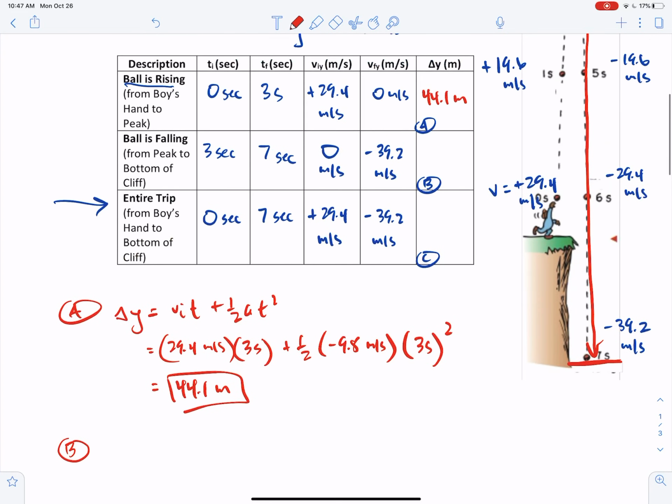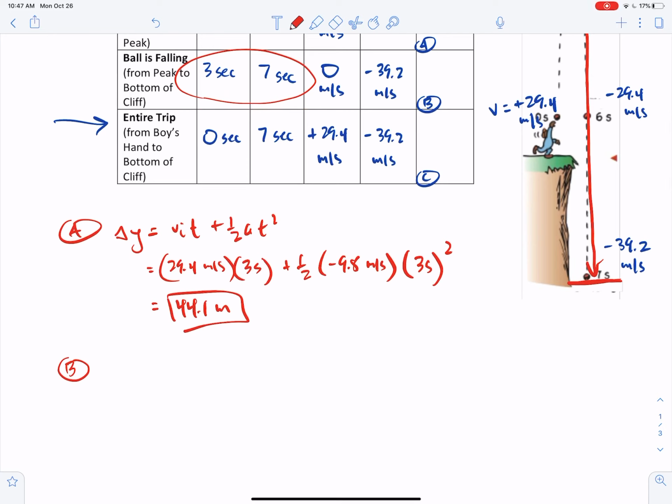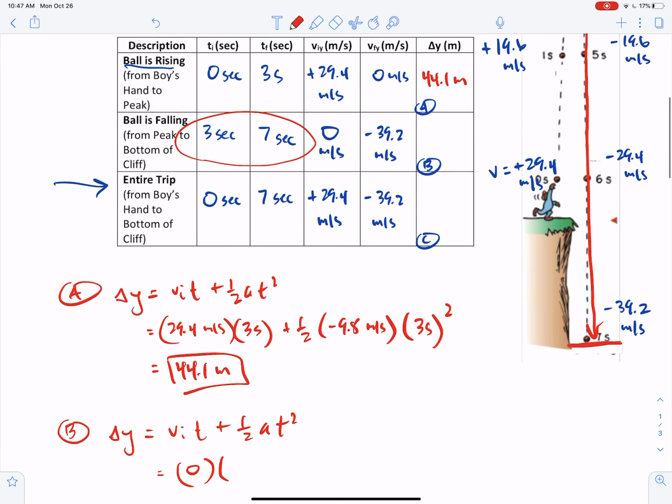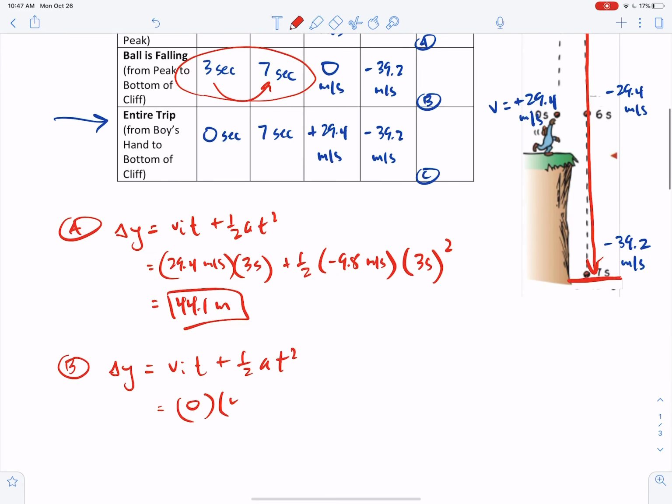Now I'm going to look at this time interval from 3 to 7 seconds. Okay, so here we go. Delta y now, while it's falling, I can use the same equation, but the v initial is different. Now v initial is 0, right? Because it's starting from the peak. And then how long does it fall? Well, from 3 to 7 seconds, that's a change of 4 seconds. It's falling for 4 seconds.